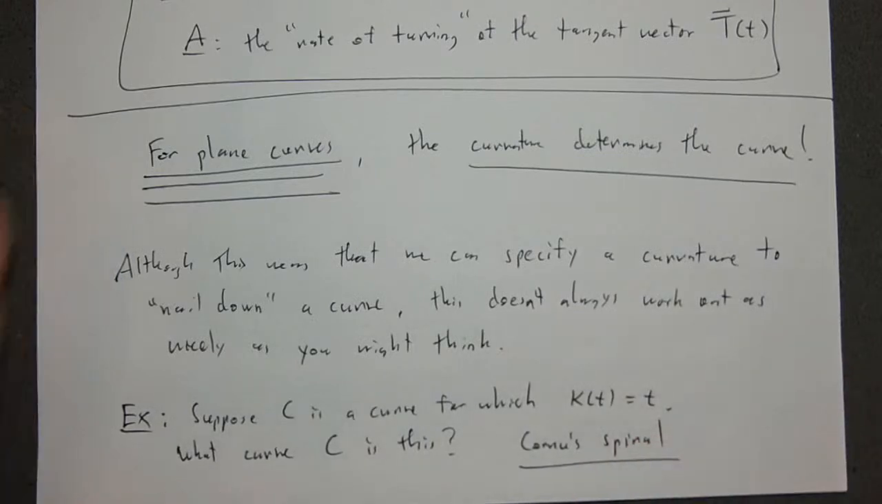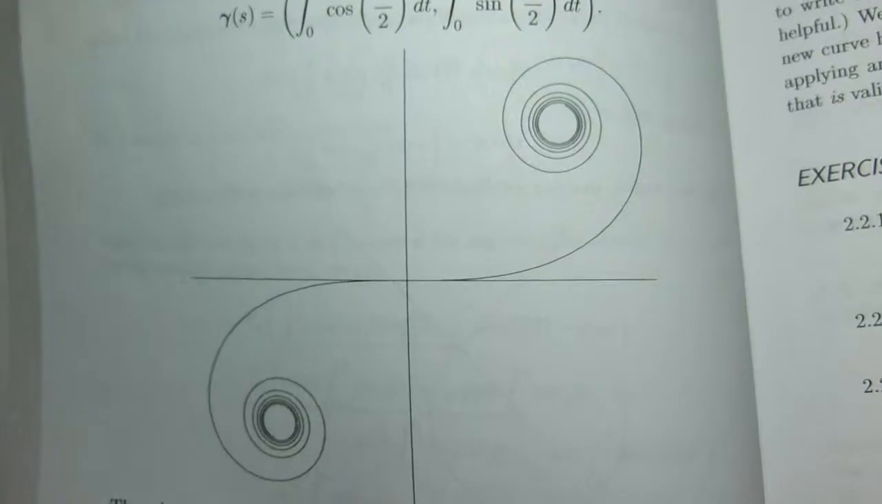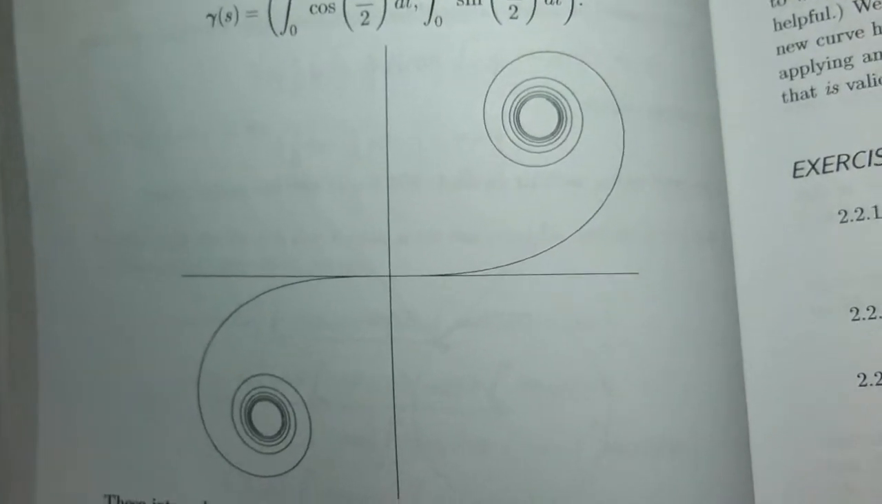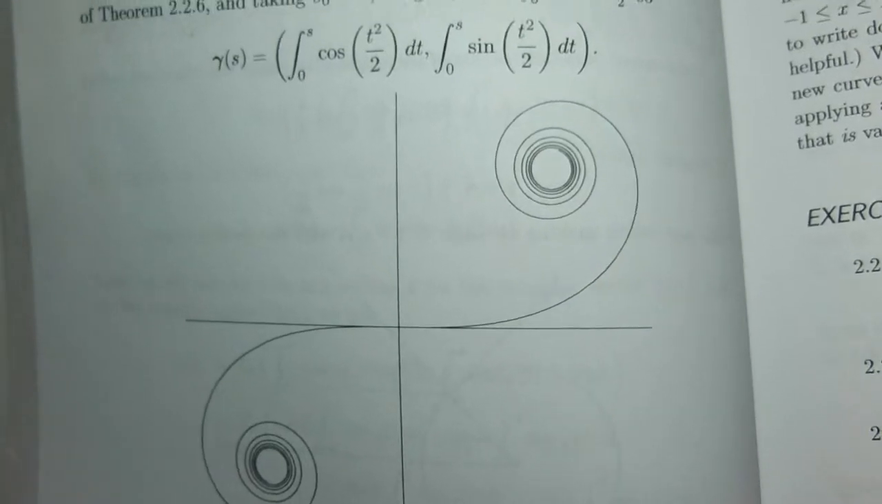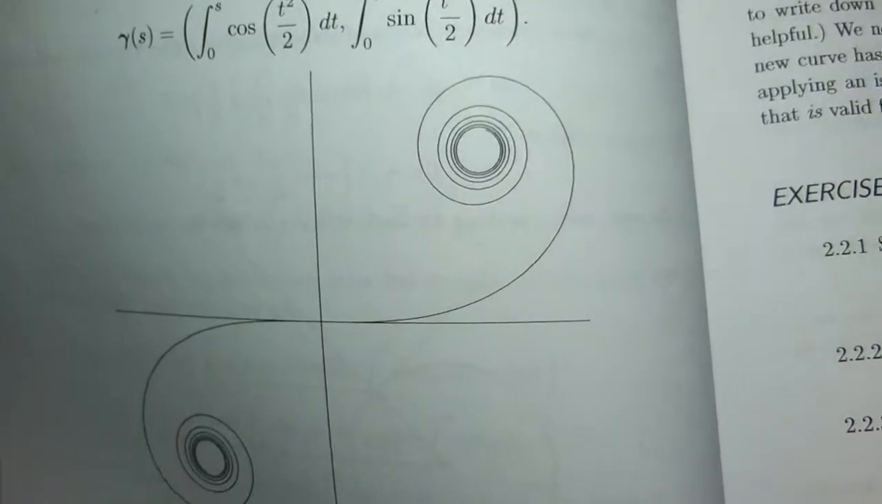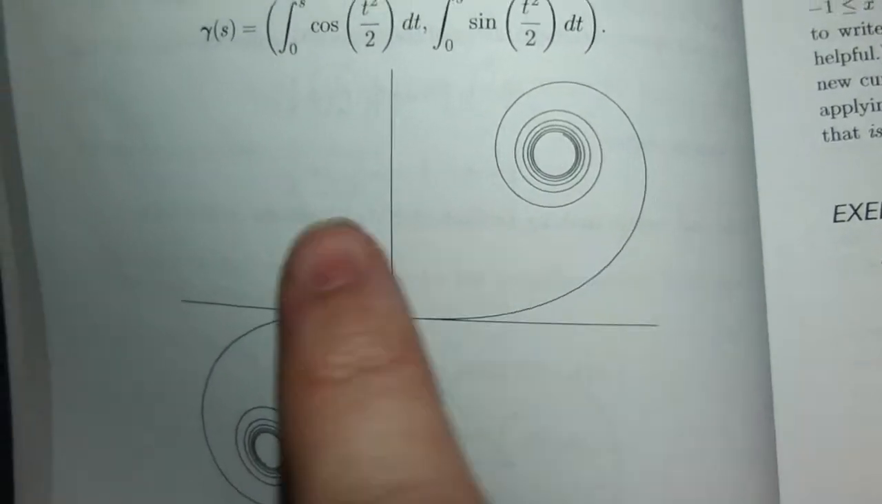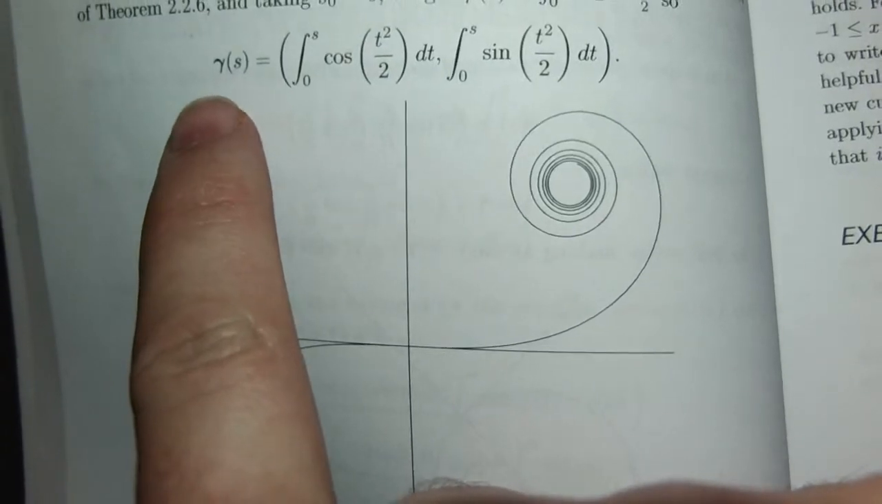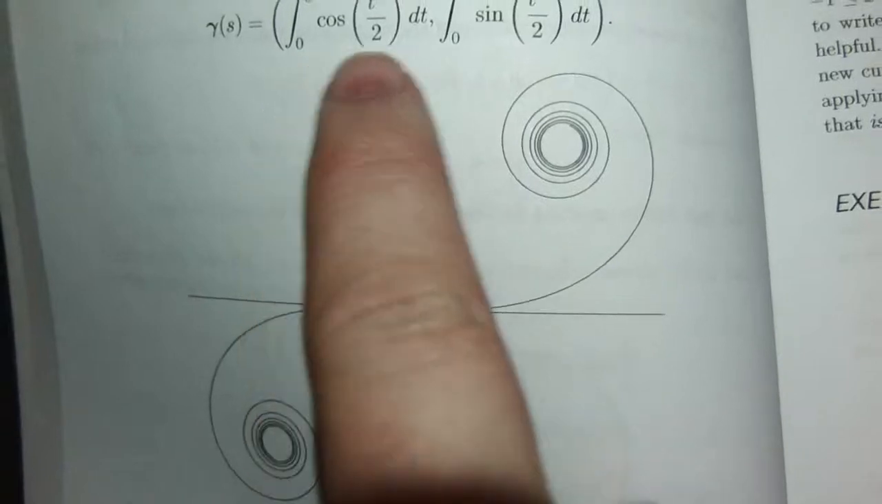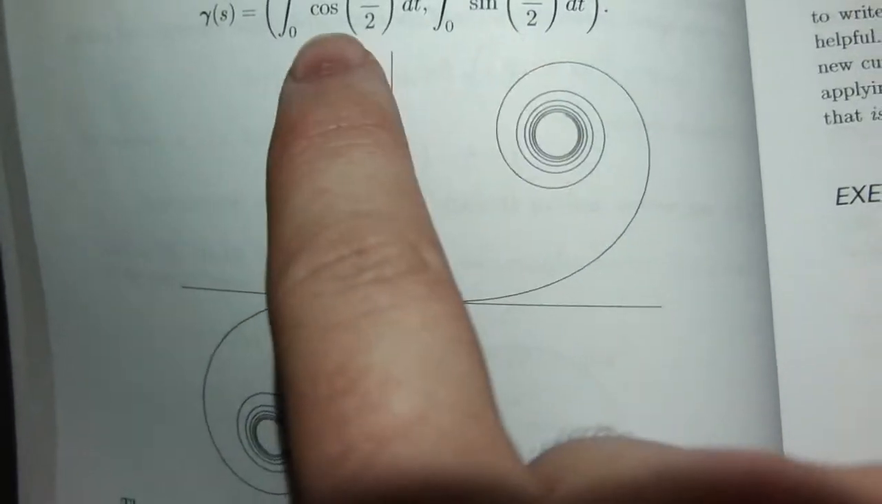What does Cornu's spiral look like? Well, it looks like this. That is the curve that has that curvature. This gamma of s here is from a book from Math 436. Gamma of s is how they write r of t. So this is the parameterization of that curve.